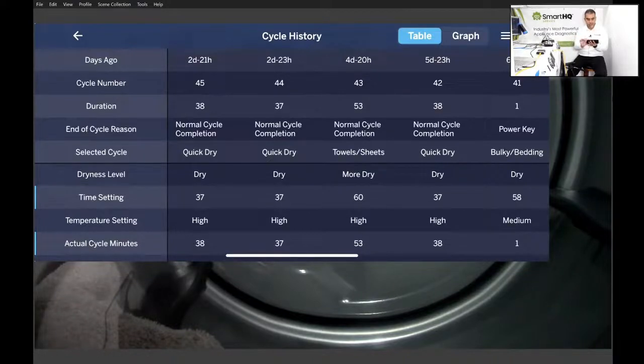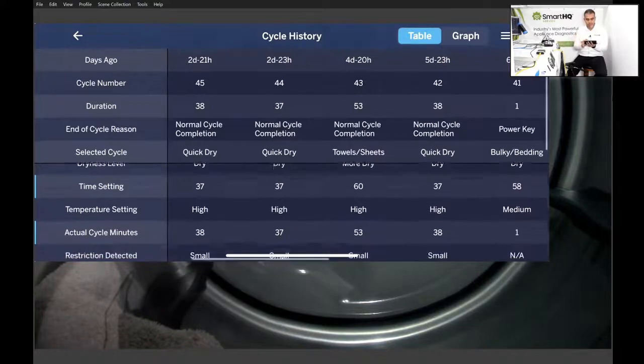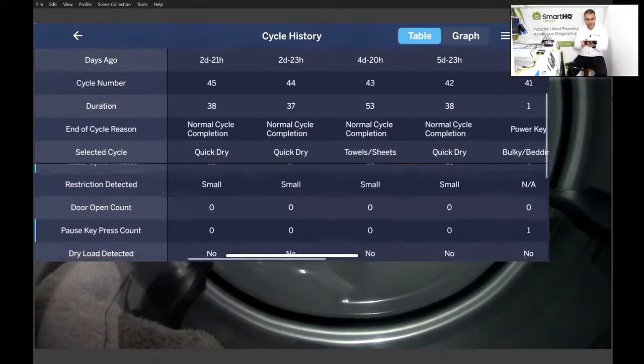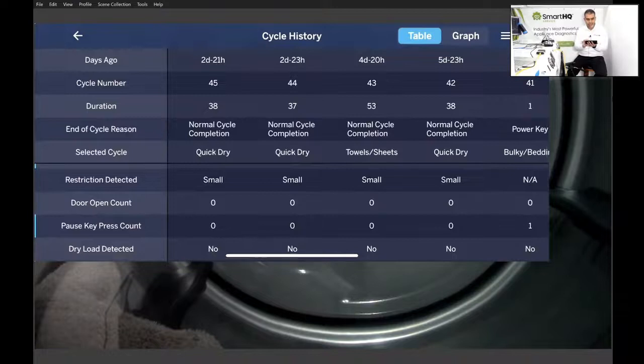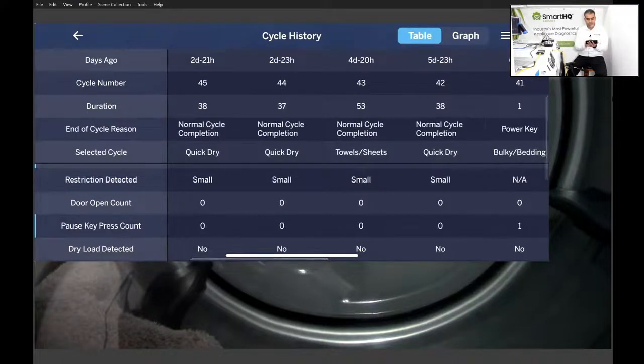And in all these cases, let me see if I can actually tell using this app if there was a restriction by looking at the restriction detected parameter. And I can see that in all these 4 cases, there is a very small restriction. And as long as you see small, that's fine. That means there's almost no restriction whatsoever. There's always going to be a little bit, the length of the venting, all that good stuff, right?